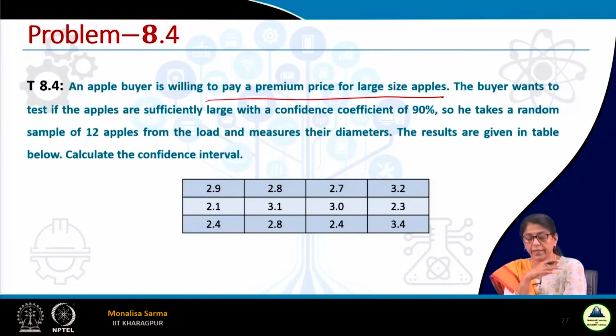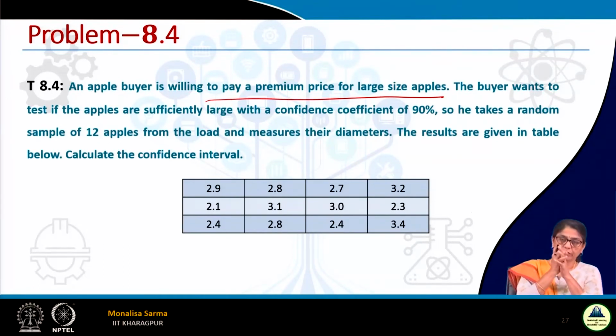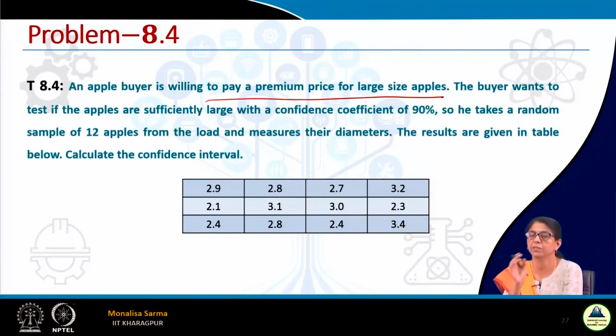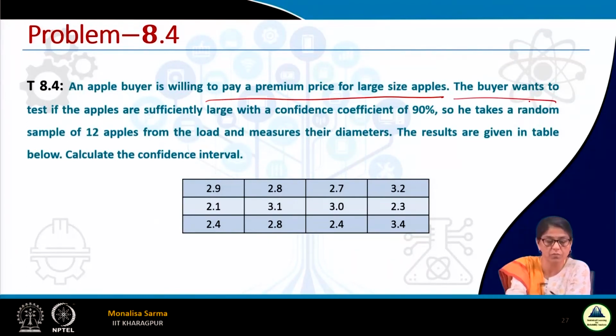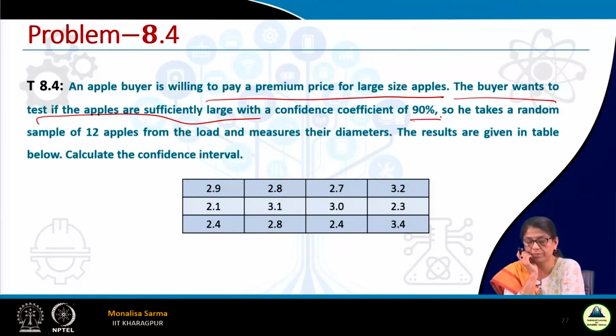Now he doesn't know the size of the apples, he just knows that if the size is bigger, he will pay the premium price. So he just wants to know the size of the apples. Since he has no idea, he just finds the confidence interval. Same question, but the hypothesis value is not given. The buyer wants to test if the apples are sufficiently large with a confidence coefficient of 90%.